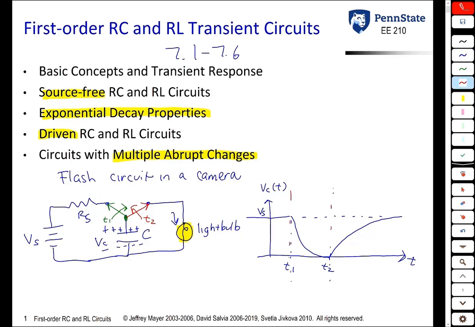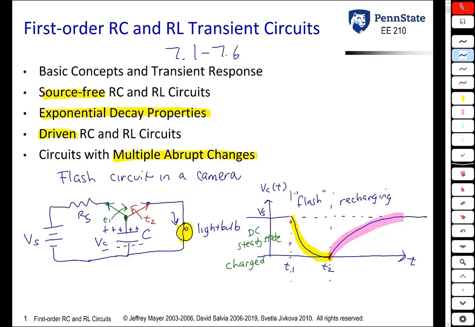So we have three distinct areas here. On the left, we basically have DC steady state. The capacitor is charged. In the second part, we have a decay to zero, and this is the flash. In the third part, we have another exponential rise, and this is the recharging. And of course, once you're totally recharged, you return back to DC steady state.